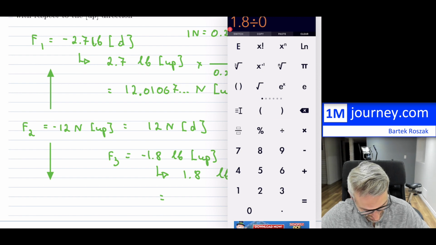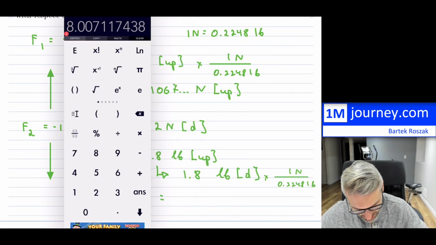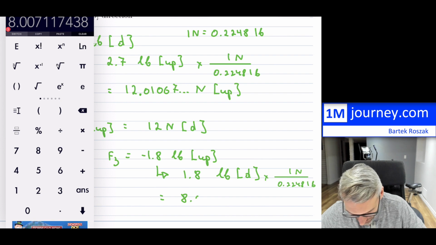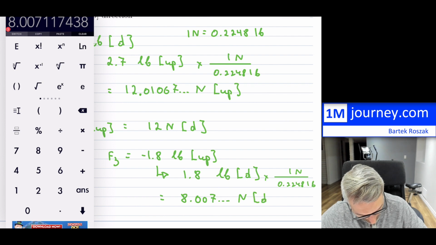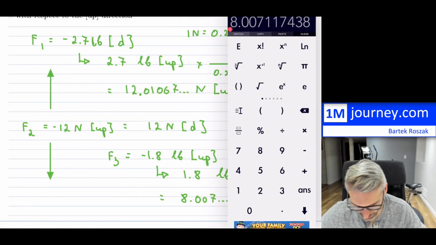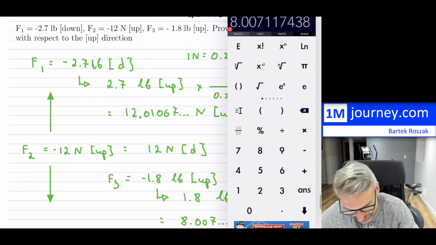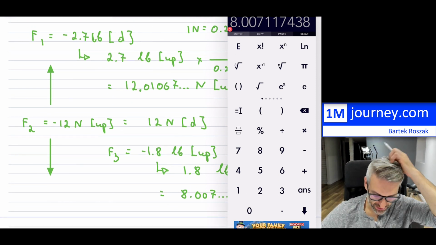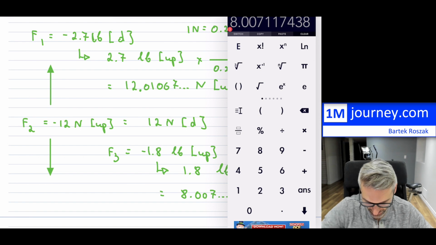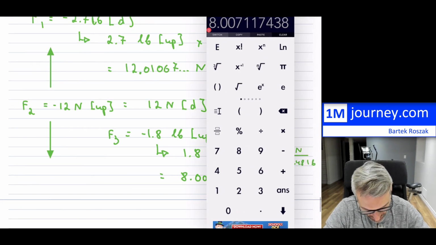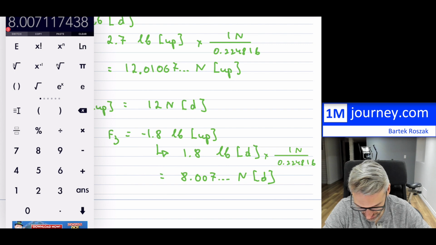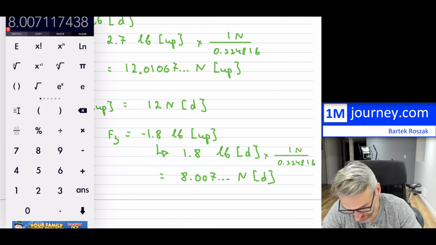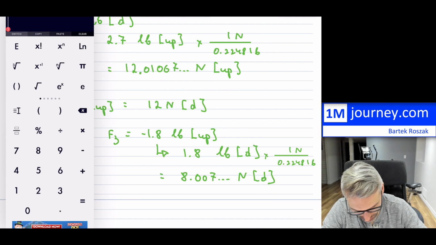So for this one, 1.8 divided by 0.2248. Let me swing that over. So that's about 8.007 and so on. We don't really need much of that. That is down. Now, if up is in the positive direction, so this is with respect to up, this is what they want. So you can just start with the up forces and then simply calculate them through. This one right here, which I already have on the calculator, is down. So let's go back to up there.